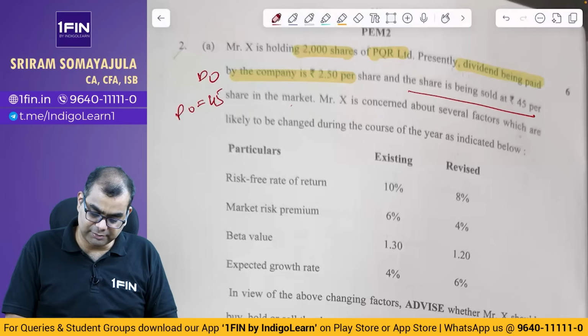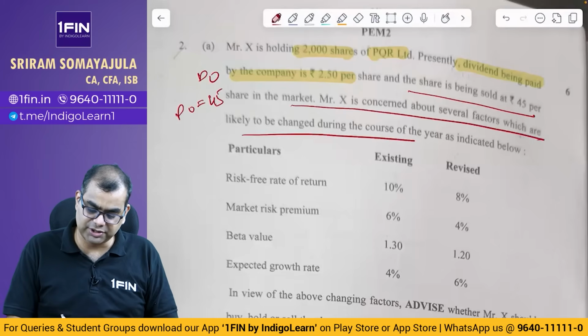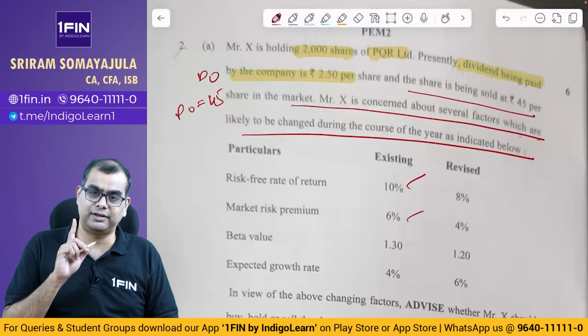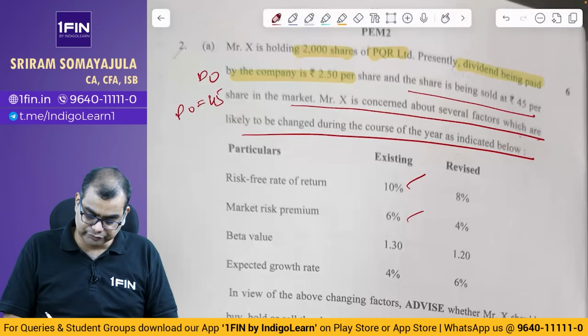Mr. X is concerned about several factors which are likely to change during the course of the year, as indicated below: risk-free rate, existing and revised, and market risk premium. Market risk premium is basically your return on the market minus the risk-free rate.